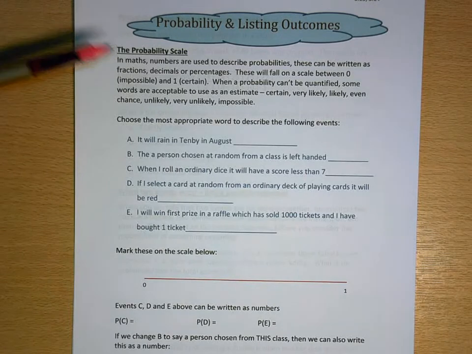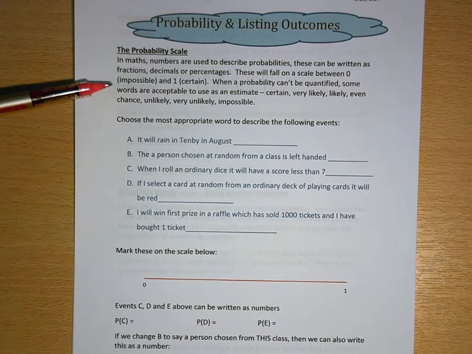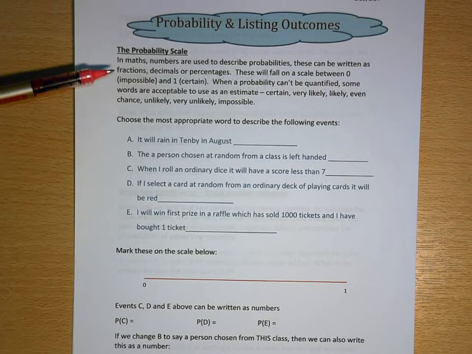So probability is measured on a scale between 0 and 1, where 0 is impossible and 1 is certain. And probabilities can be written as fractions, decimals, or percentages. So we need to be able to use or work with probability if they're given in any of those three forms.